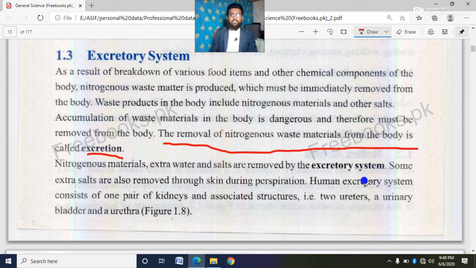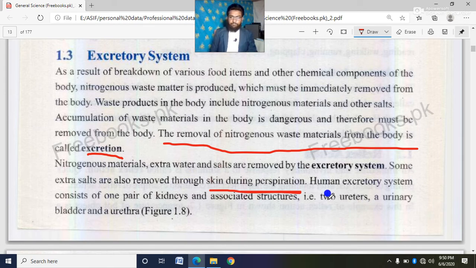Dear cadets, some extra salts are also removed through the skin during perspiration. By the sweating process, our extra water and extra salts are removed from our body, and our body temperature is also maintained and cooled down by the process of sweating.